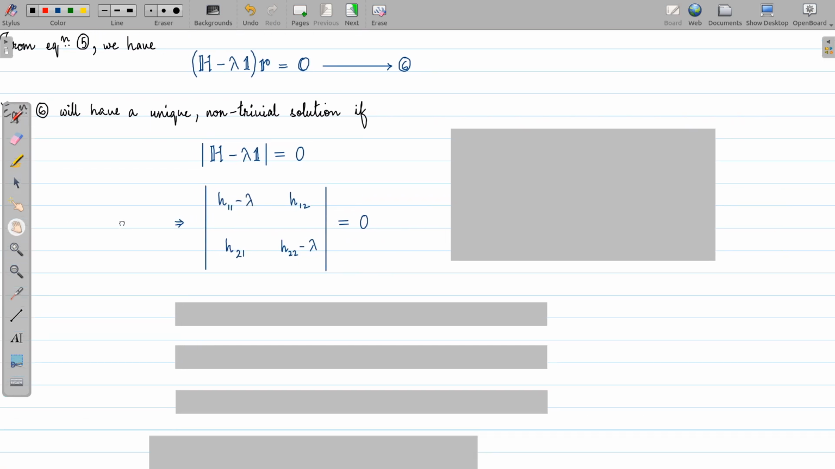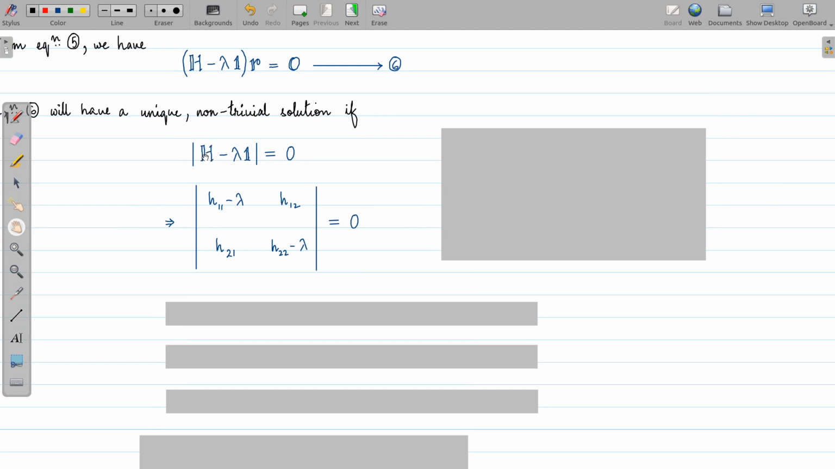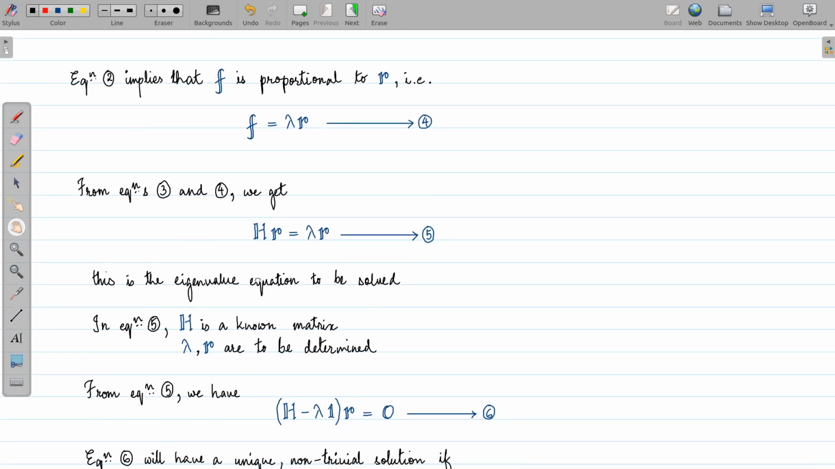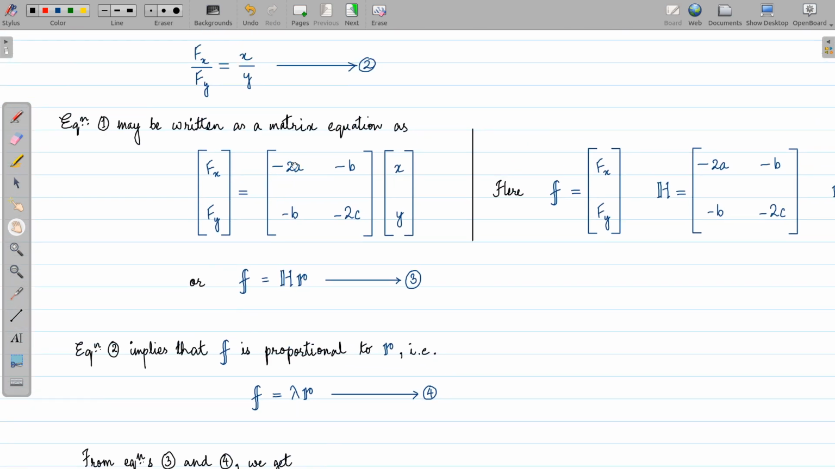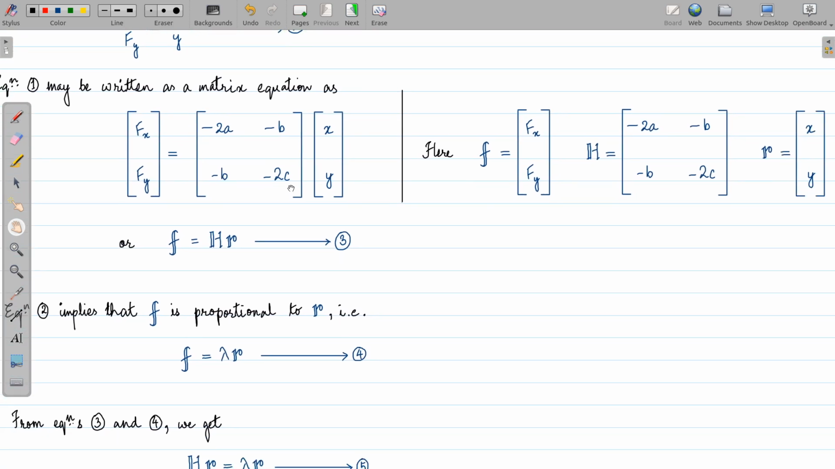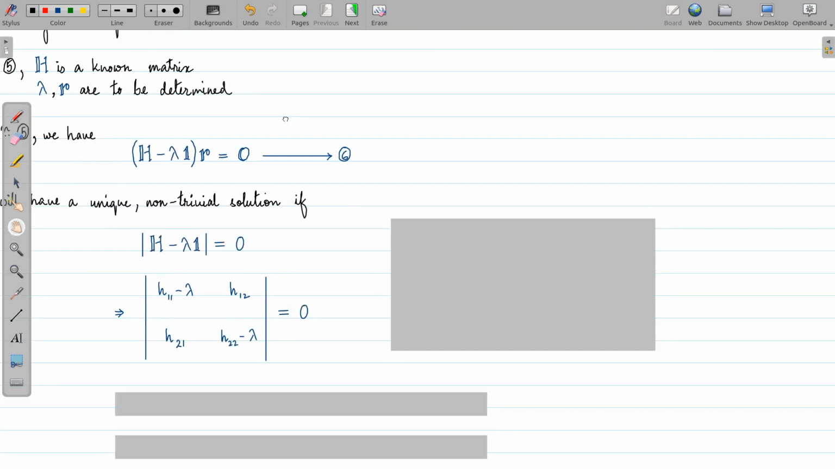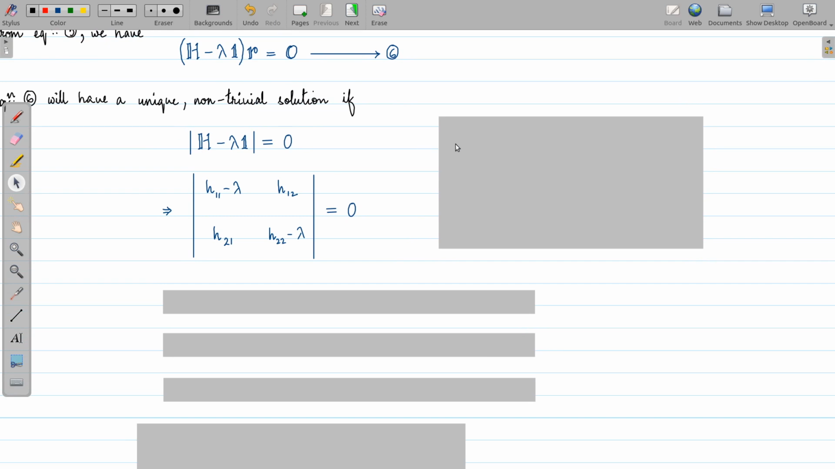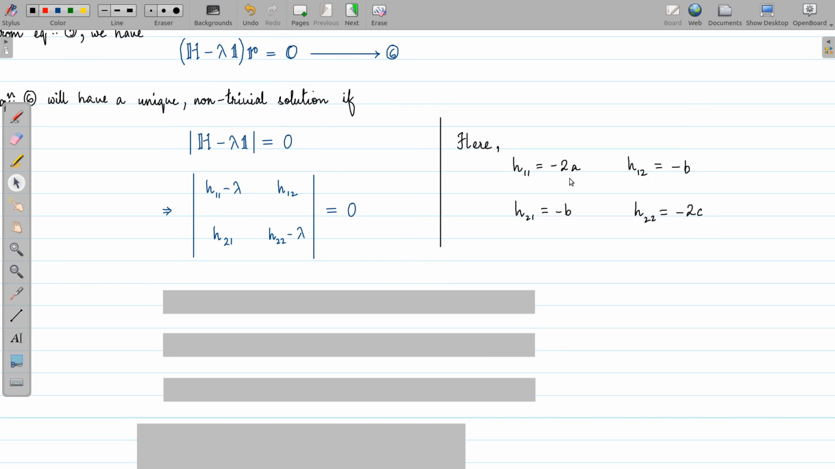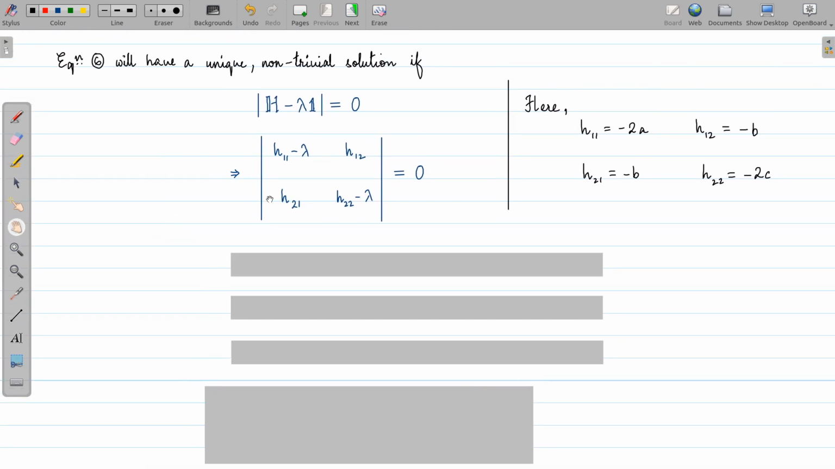Over here the components of this H are H11, H12, H21, H22. Of course, we know what H is. H11 is equal to minus twice A, H12 is minus B, H21 is minus B, and H22 is minus twice C, which is clarified over here. So this is the matrix. I'm just writing this to be able to get a generic expression, which is why I'm writing these as the components of this matrix H.